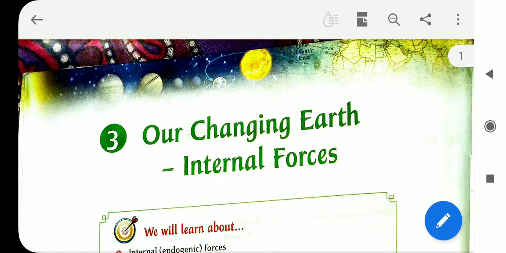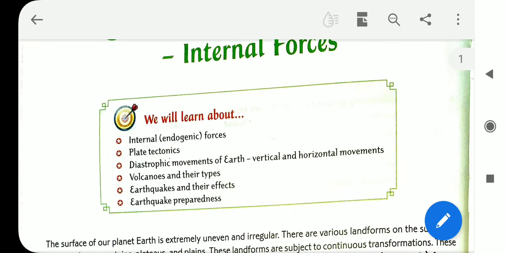Today I am going to discuss the third chapter from your textbook, Our Changing Earth: Internal Processes. In this chapter, we have to study about internal or endogenic forces, plate tectonics, diastrophic movements of the earth, vertical and horizontal movements, volcanoes and their types, earthquakes and their effects, and earthquake preparedness.